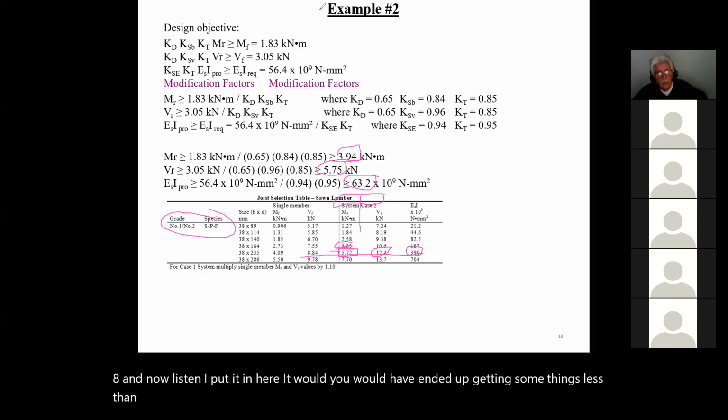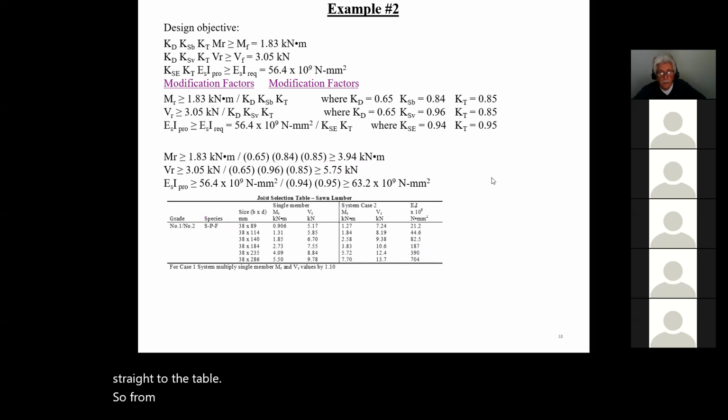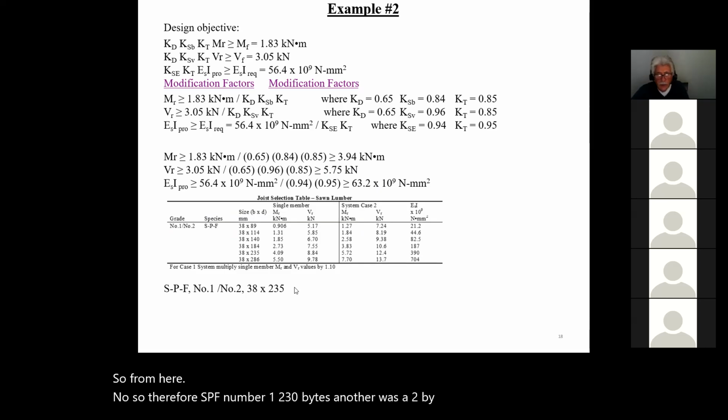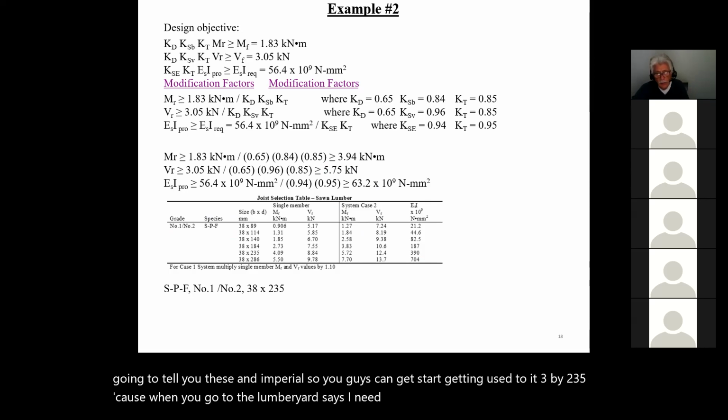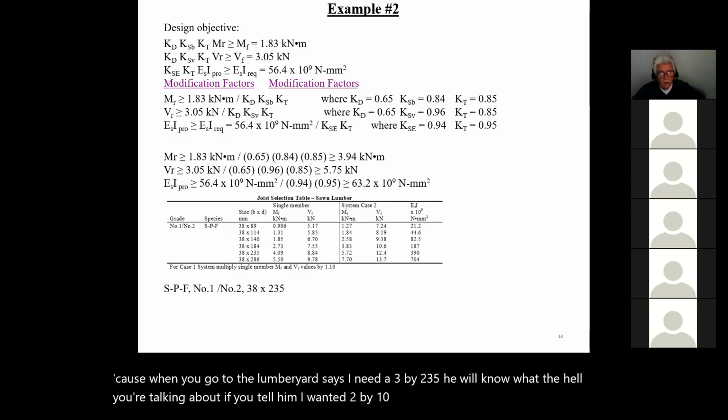It wouldn't have worked. That's why I like to modify the values and then be able to go straight to the table. So from here, SPF number 1, number 2, 38 by, in other words, a 2x10. I'm going to tell you these in imperial so you can start getting used to it. 38 by 235, because when you go to the lumberyard, he won't know what you're talking about. If you tell him I want a 2x10, he'll know exactly what you're talking about.